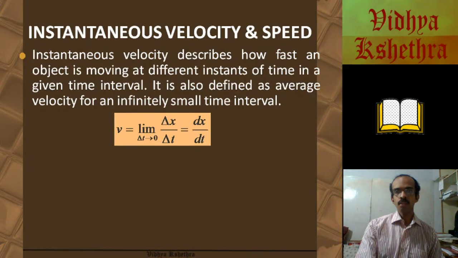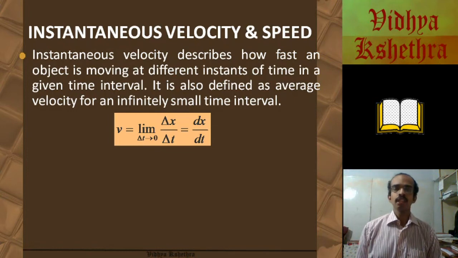So, we can express this by this equation. That is, v, instantaneous velocity, is equal to the limit as delta t tends to 0 of delta x by delta t, which is equal to dx by dt.